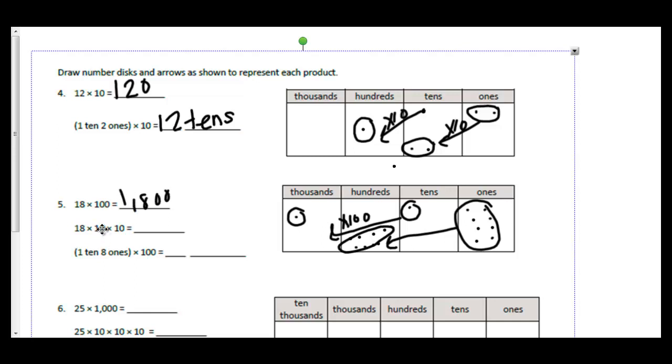800. 18 times 10 times 10 is 1,800. 1 10, 8 1s times 100 is the same thing as, let's see what we had here, we ended up with hundreds, is the same thing as 1,800.